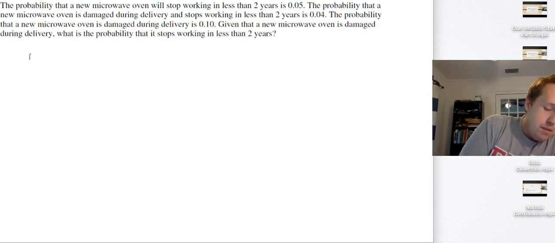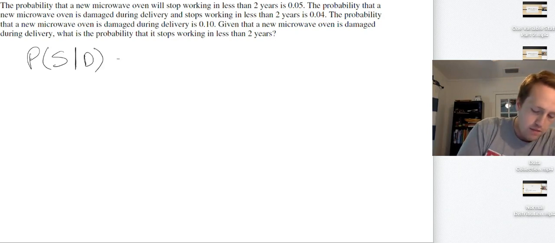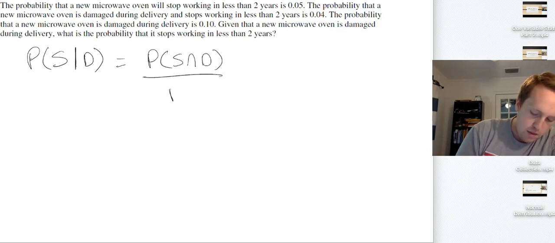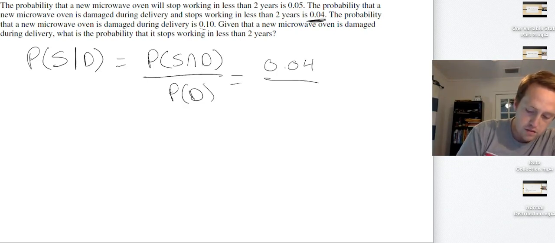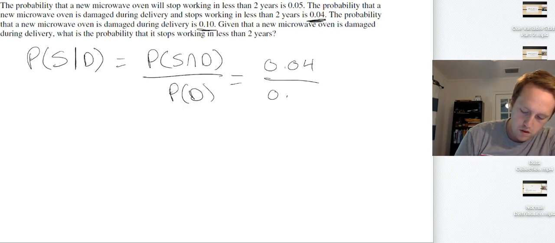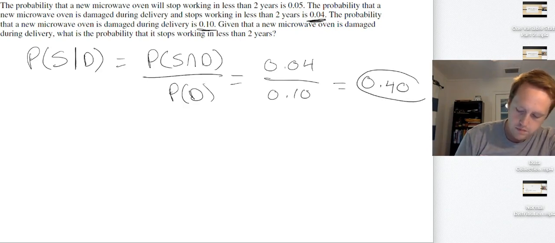So we want the probability that it stops working given that it's been damaged. Well, there's a formula for that. It's the probability that it stops working and is damaged divided by the probability that it's damaged. The probability that it stops working and is damaged, that's given right here, it's 0.04. The probability that it's damaged, right here, 0.10, which gives 0.40.